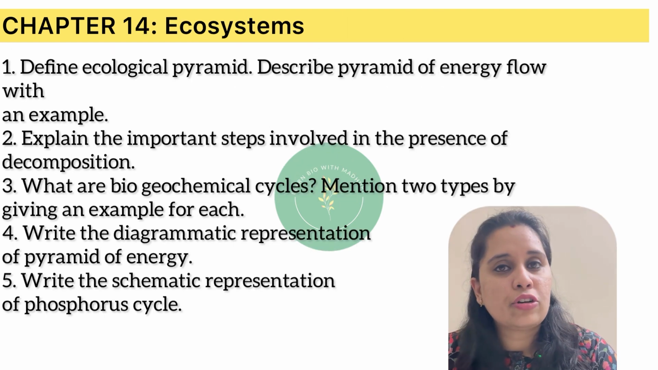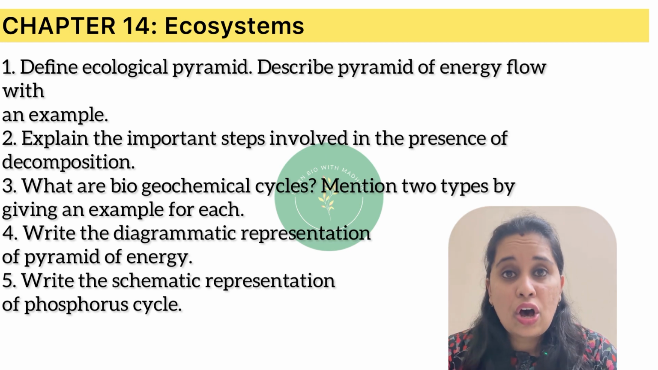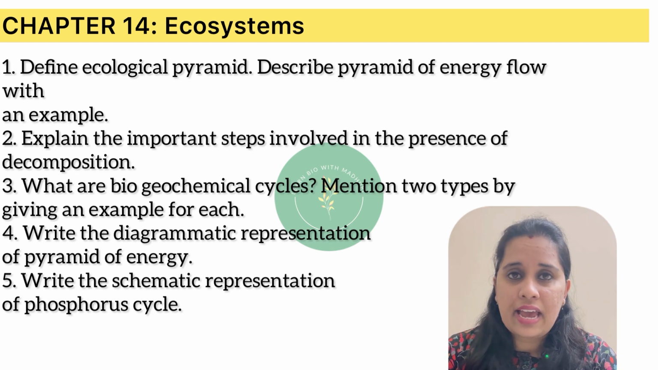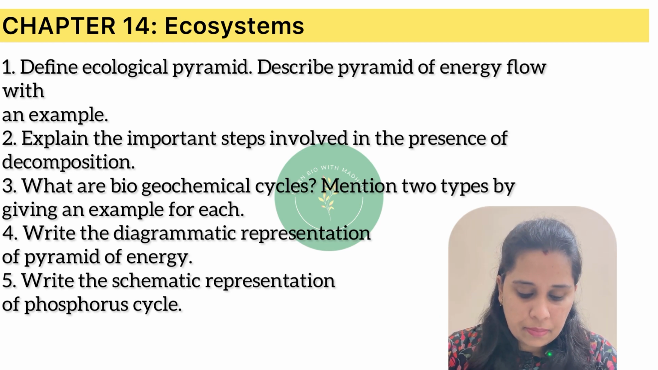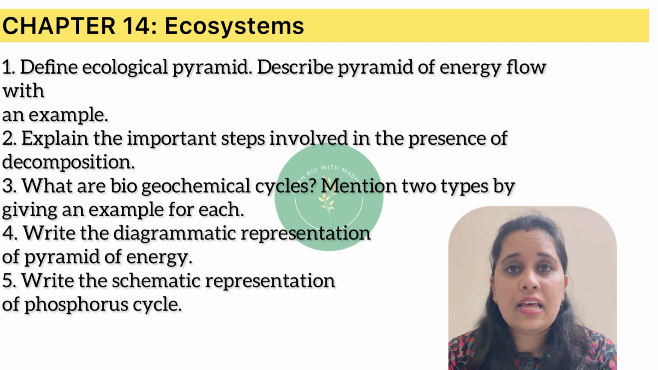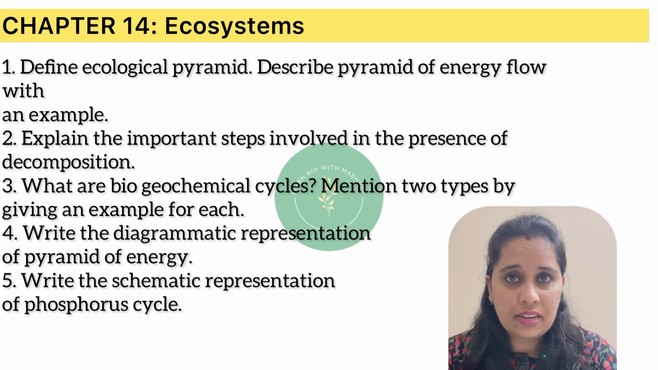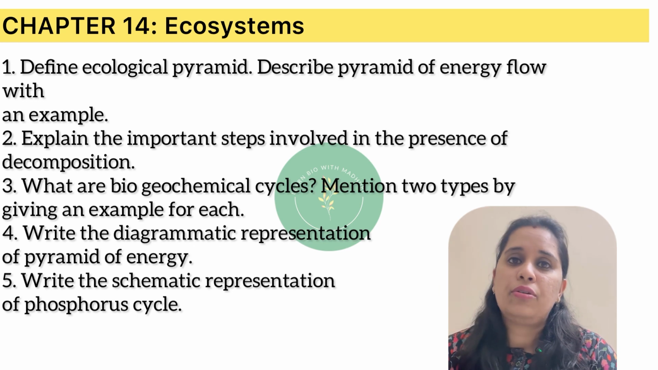Chapter number 14, ecosystems. So in ecosystem, ecological pyramid of energy, ecological pyramid of biomass, all these types of questions and diagrammatic representation are very important. So first question, define ecological pyramid. Describe pyramid of energy flow with an example. Question number 2, explain the important steps involved in the process of decomposition. The steps have to be neatly written as well as the explanation, whatever has been given in your class notes, or you can see the NCERT textbook. According to that only you have to write down.